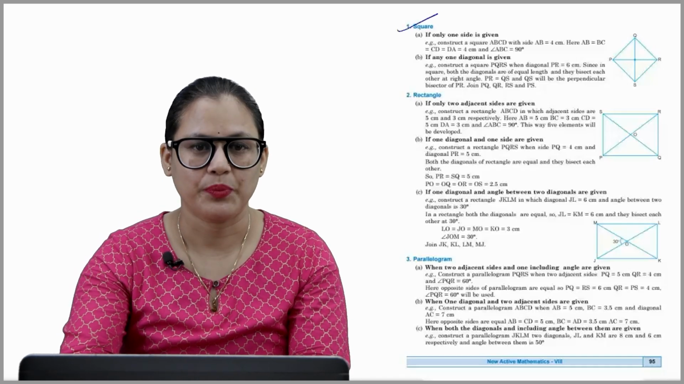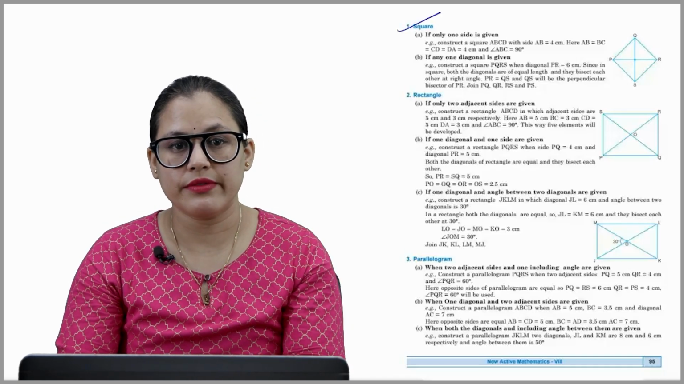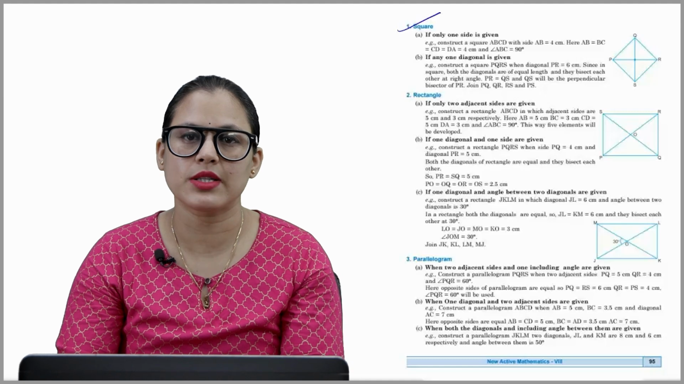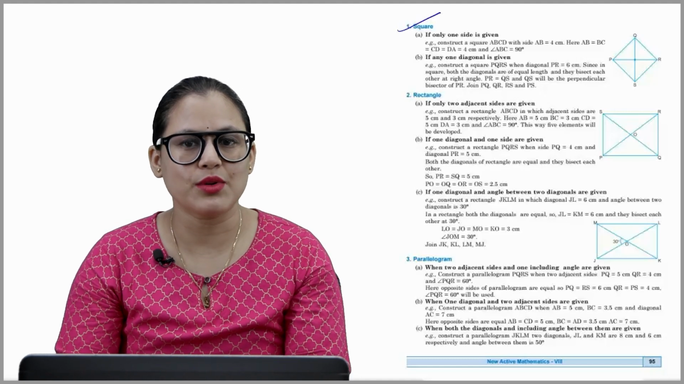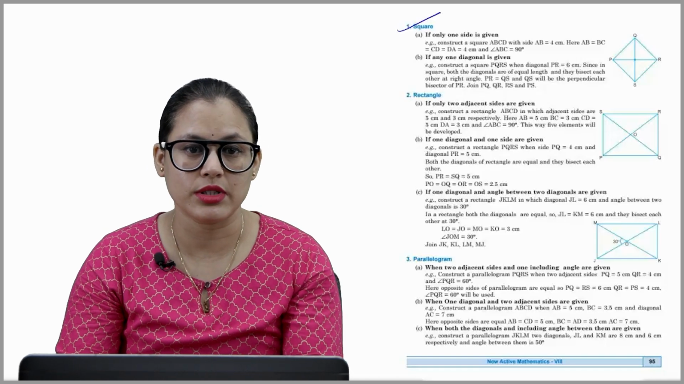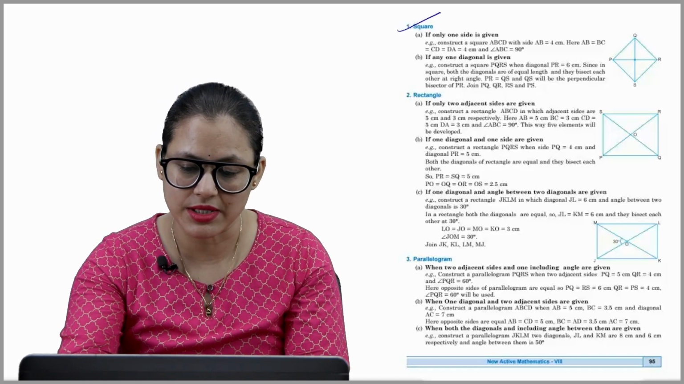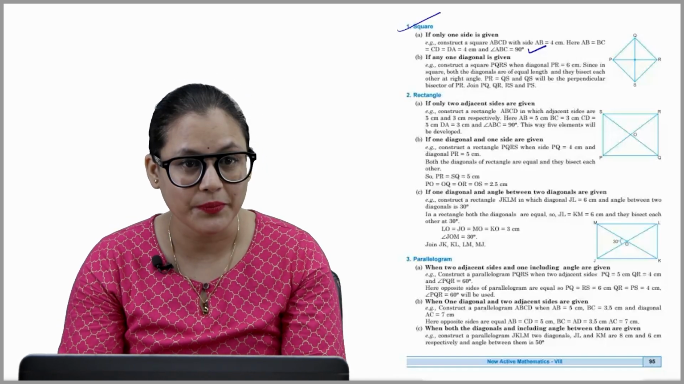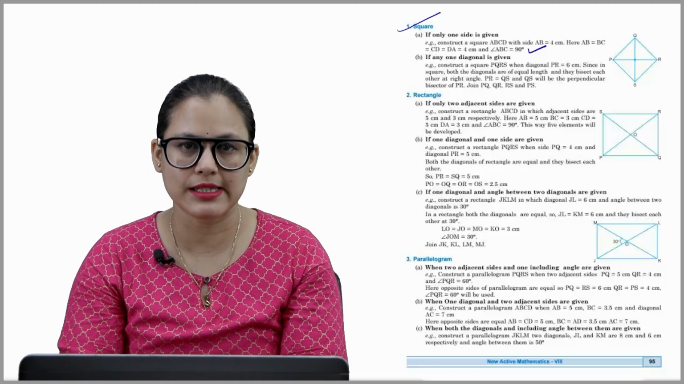Number 1, square. A, if only one side is given, for example, construct a square ABCD with side AB equals 4 centimeter. Here AB equals BC equals CD equals DA equals 4 centimeter and angle ABC equals 90 degree. Okay, this is case 1.